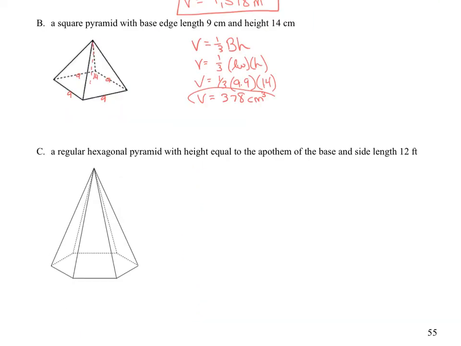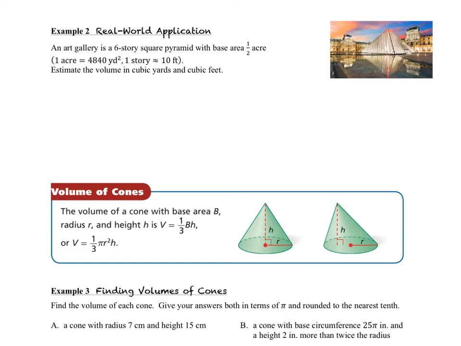You cannot do example C. So for the real world application, an art gallery is a 6-story pyramid with a base area of half an acre. It tells you that 1 acre is equal to 4,480 yards squared, and 1 story equals 10 feet. Estimate the volume in cubic yards and cubic feet.